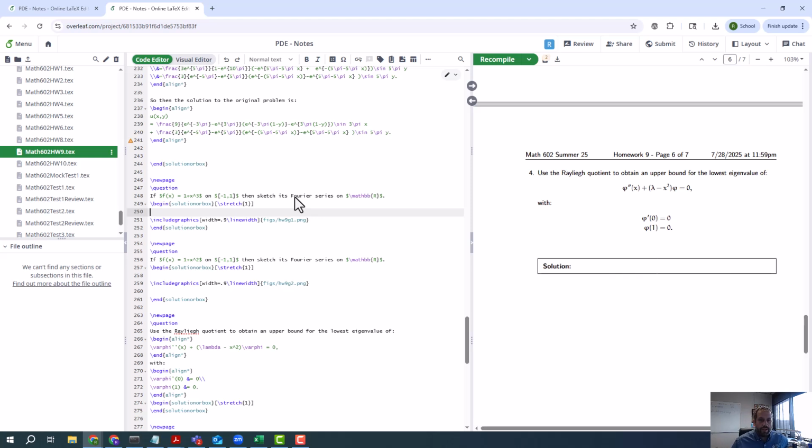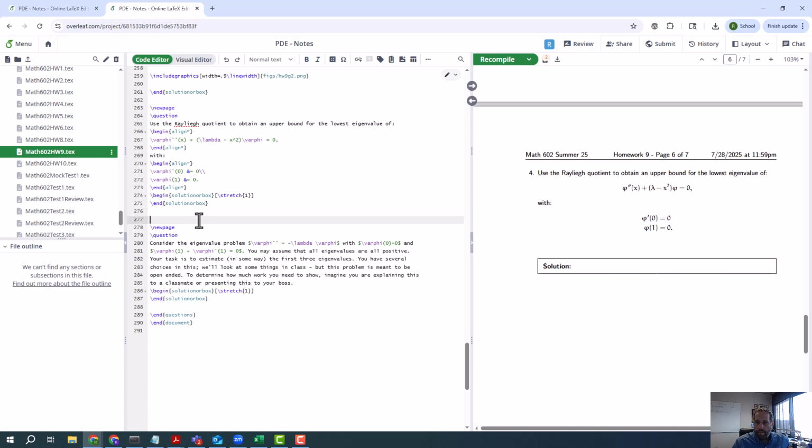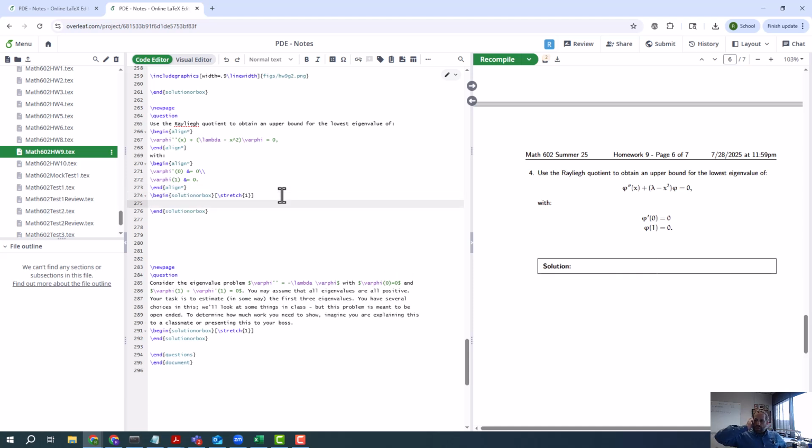Okay, so now we want to use the Rayleigh quotient to get an upper bound for the lowest eigenvalue of this equation here. I guess two things. One, let me write out what the Rayleigh quotient is, and once I do that, then we can talk about the best trial function to put there.